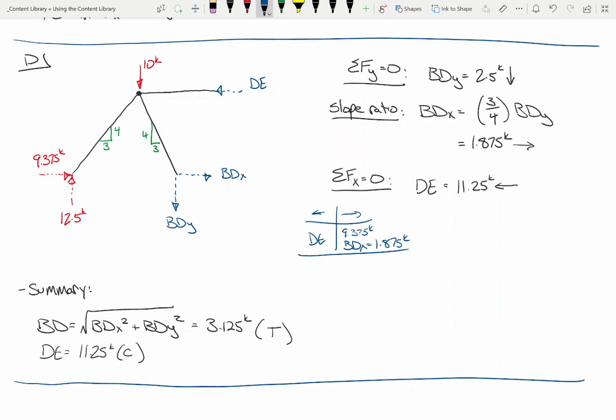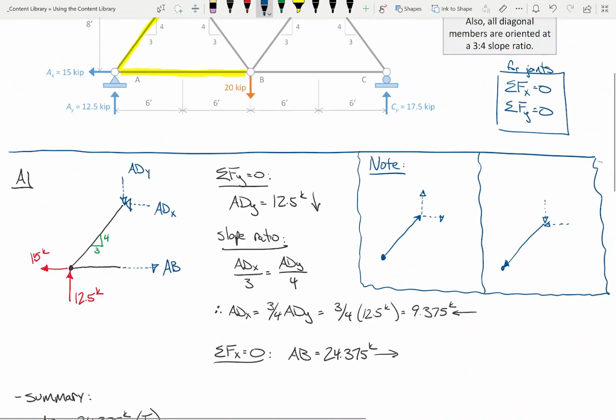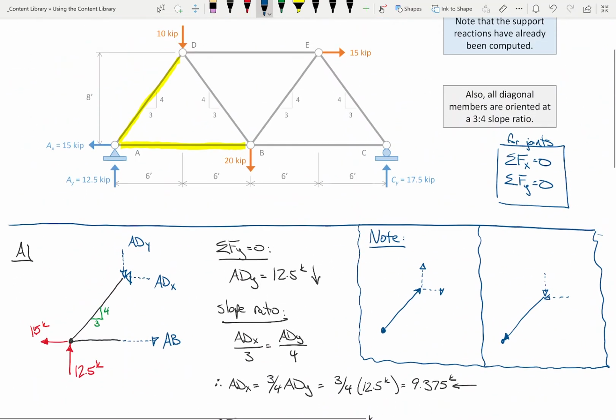How are we doing on this? Okay. So, which joint did we just solve? D? So that gave us that and that, right? Any problem with doing B now? Let's do it. Let's do joint B.